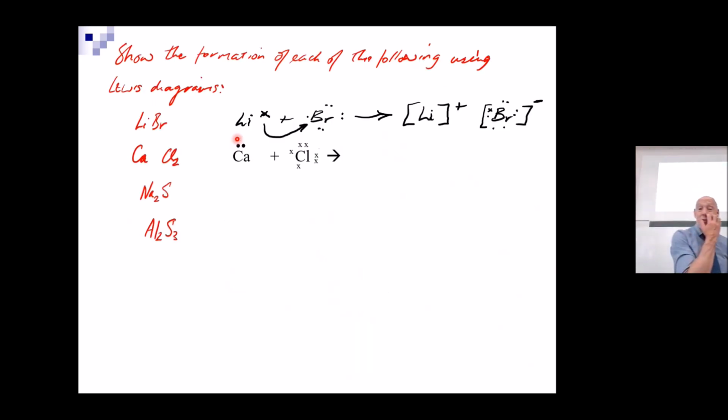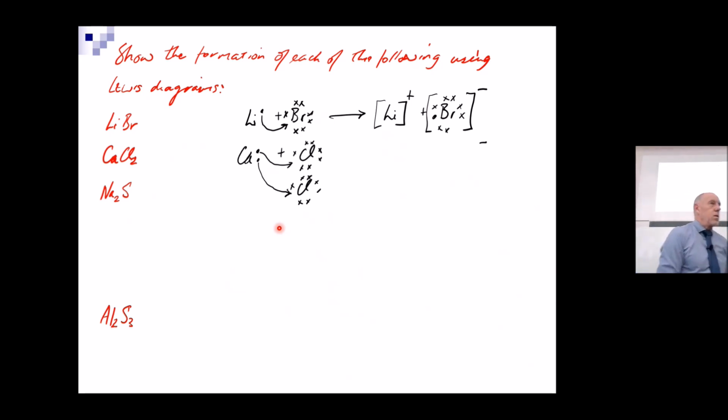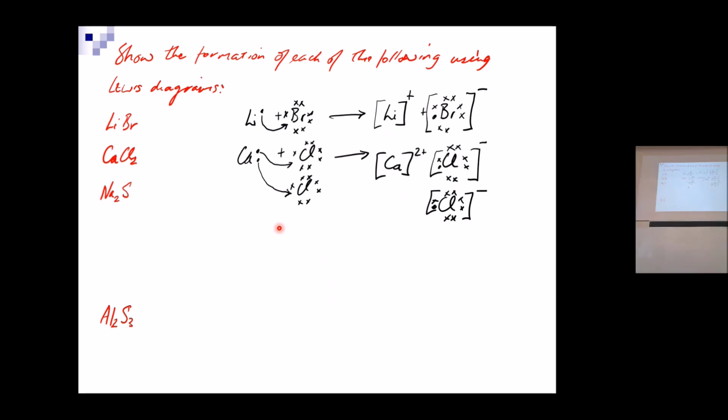Do these quickly. I've done the first one for you. You're going to need 2 chlorines. The next one, I would do like that. 2 sodiums, each giving 1 electron to the sulfur. So you get sulfur 2 minus with 2 sodium. Now, I've got a bad habit. I'll keep the pluses inside the bag. They're supposed to be outside the bag. 2 aluminiums giving electrons to 3 sulfurs.